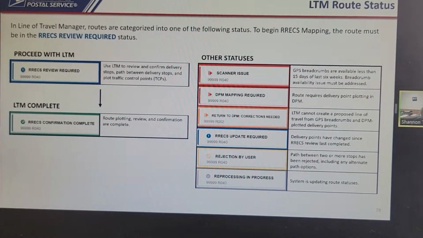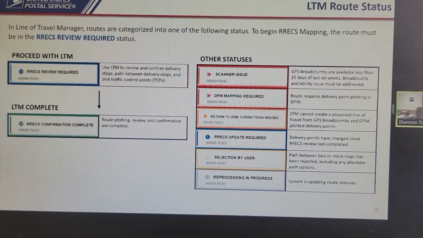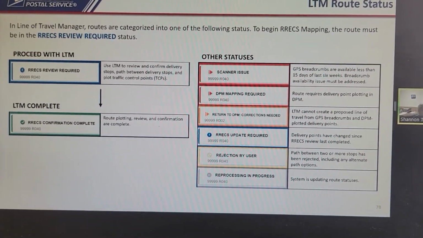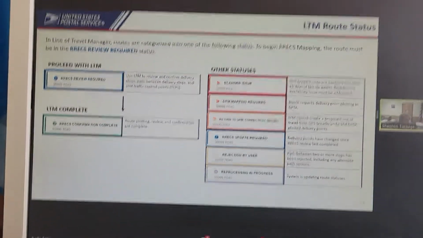And then second here, we have VPN Mapping Required. That's also highlighted in red. That just means we didn't get a successful submission or you didn't complete VPN, so you can't continue.